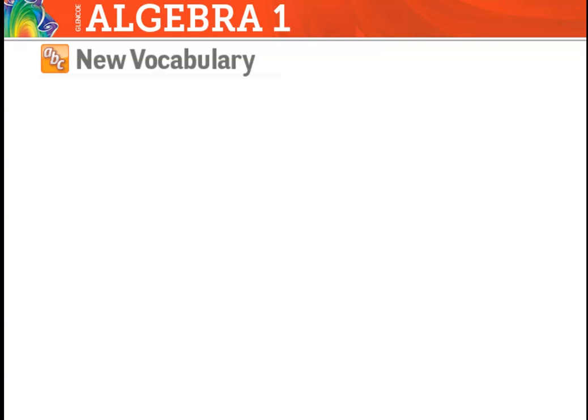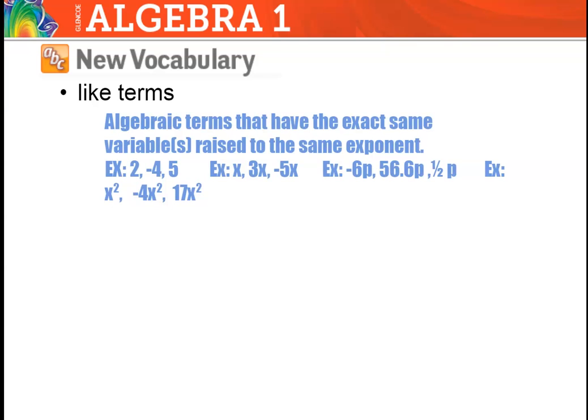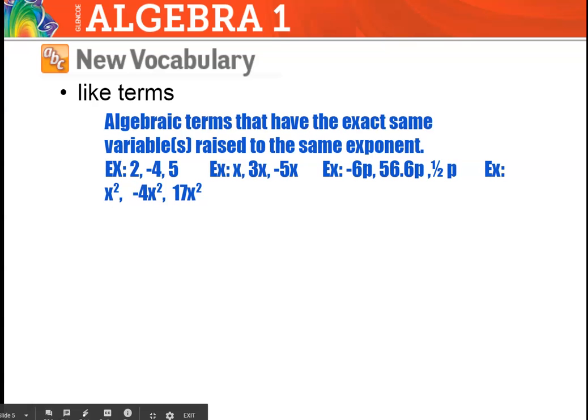Okay, our new vocabulary words. The first word you have is like terms. Like terms. So, on your note sheet, make sure you copy this down. Like terms are algebraic terms that have the exact same variable or variables, that's what the (s) in parentheses means, raised to the same exponent. So, for example, 2, -4, and 5 are all like terms.